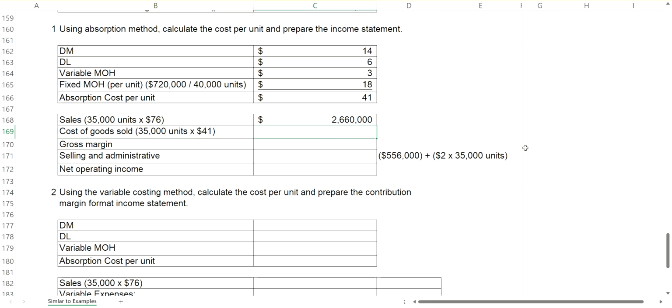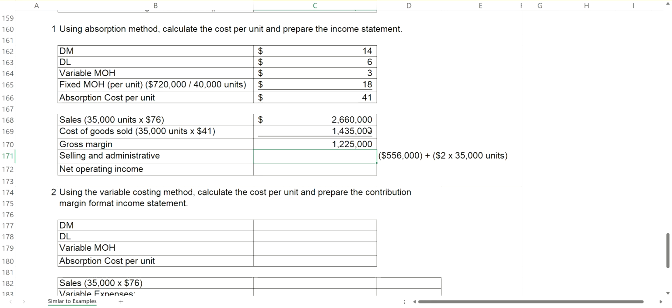Now, remember we came up with the cost per unit of $41. Remember we sold 35,000 units. So 35,000 units, cost is $41. And I wrote it out to the side to help remind you. The cost of goods sold is $1,435,000. Now, let's subtract for gross margin. And gross margin is $1,225,000.